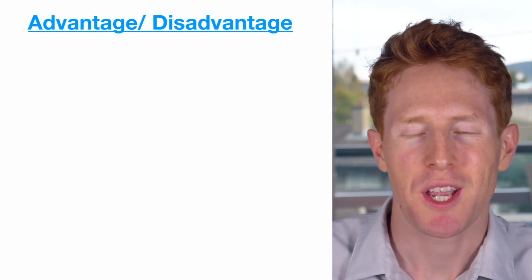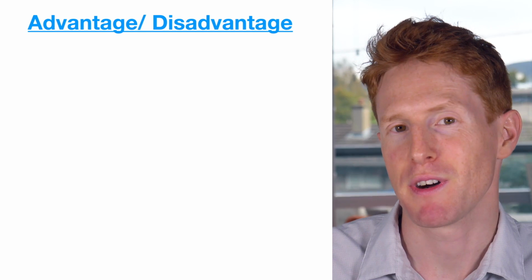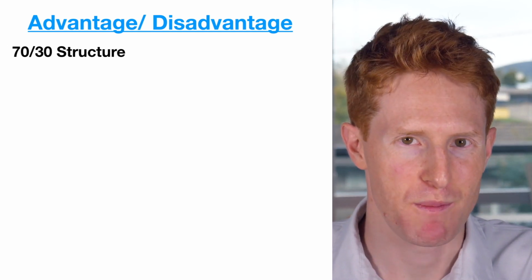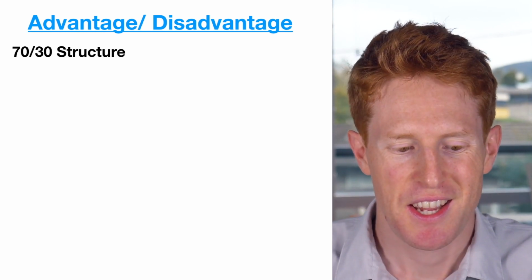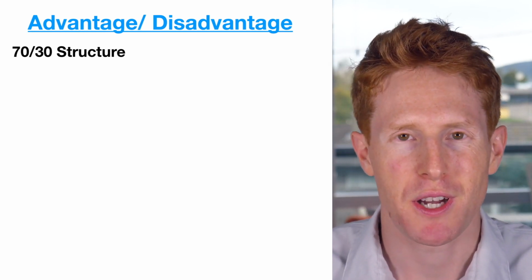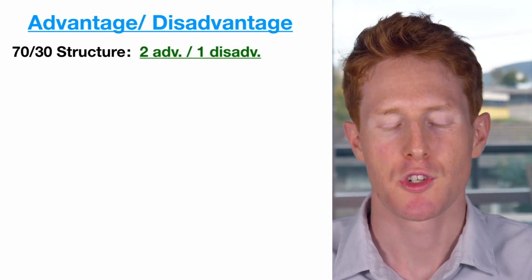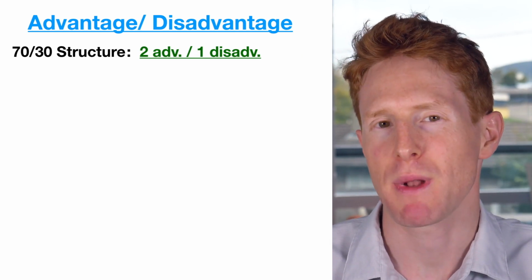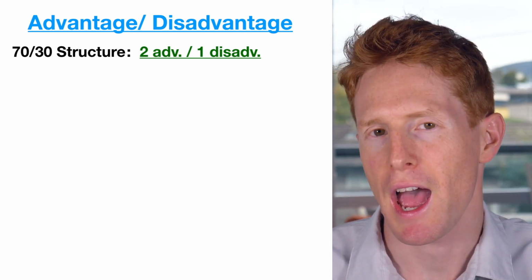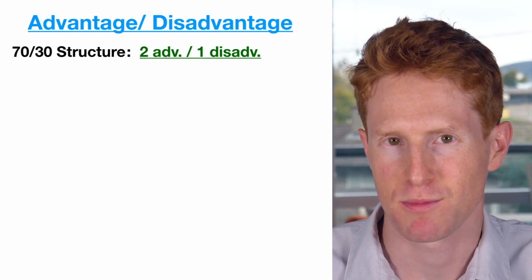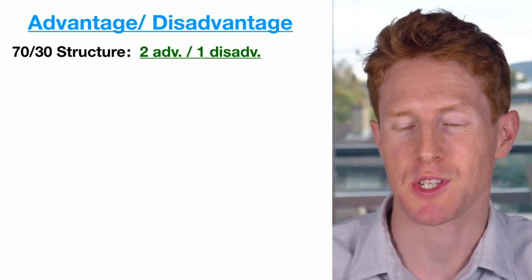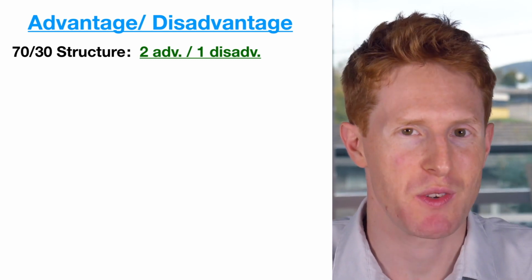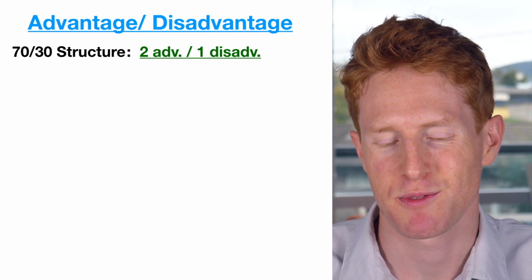Okay, now, when it comes to writing an advantage-disadvantage essay, I suggest that you use the 70-30 structure, and I'll explain what that is. For example, if you get an advantage-disadvantage question, you might want to have 2 advantages and 1 disadvantage, and then to explain that you think the advantages outweigh the disadvantages. Or the other way around. You could say, for example, the disadvantages outweigh the advantages and show 2 disadvantages and 1 advantage.